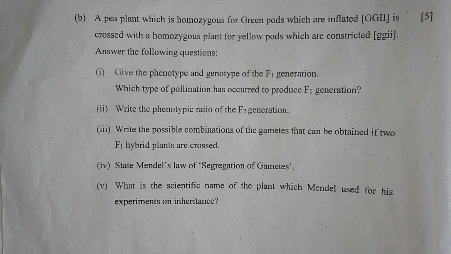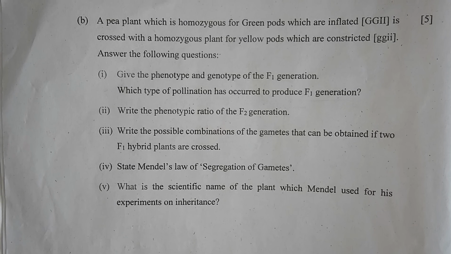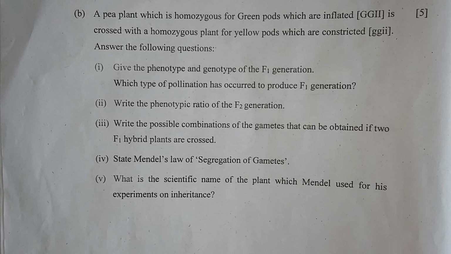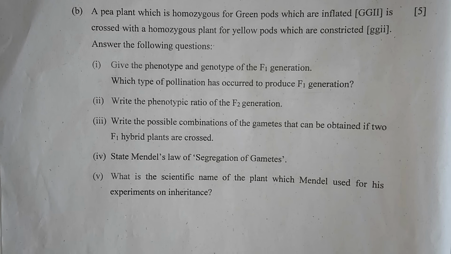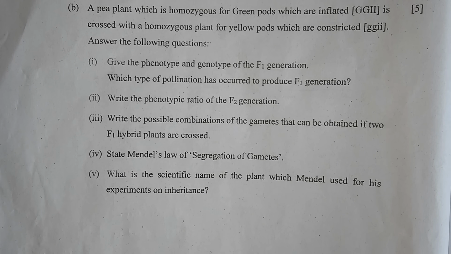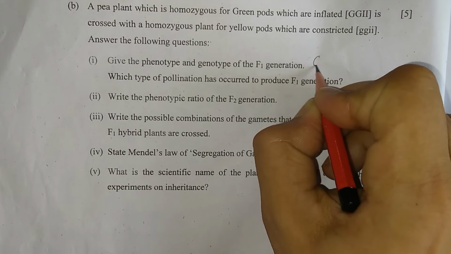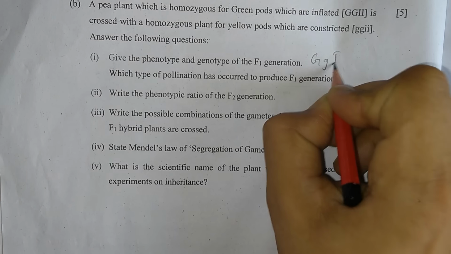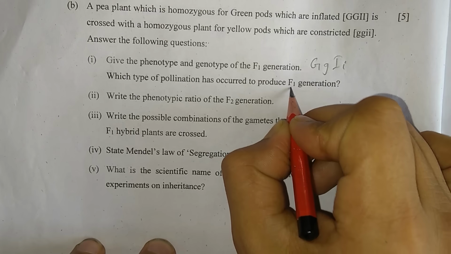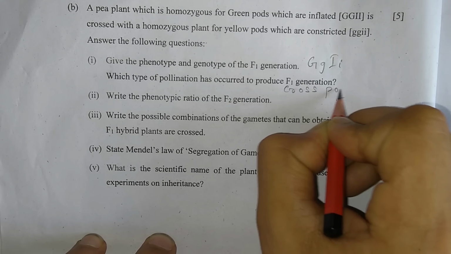B. A pea plant which is homozygous for green pods which are inflated is crossed with a homozygous plant for yellow pods which are constricted. You have to answer the following questions. Number 1, give the phenotype and genotype of the F1 generation. The phenotype will be all green pods inflated and the genotype will be capital G, small g. Which type of pollination has occurred to produce the F1 generation? Cross pollination.